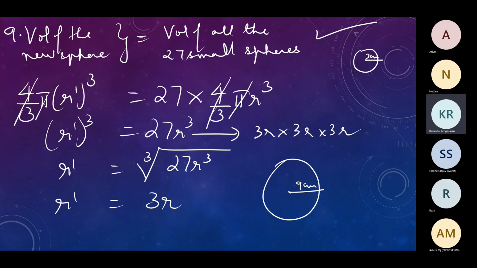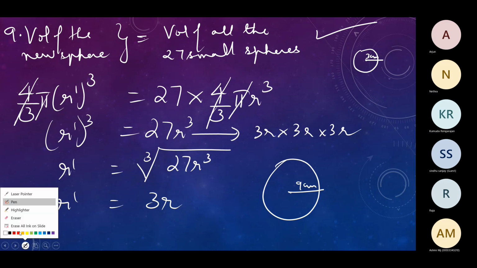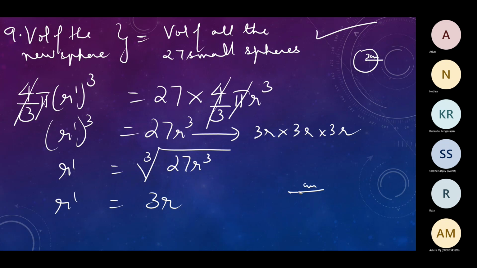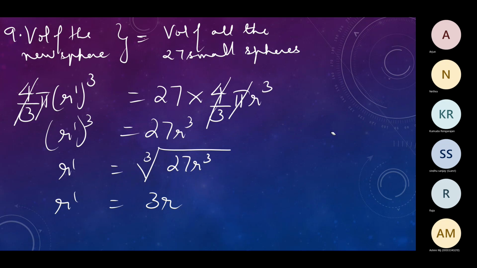Okay, so we have answered the first part of the question. Find the radius r dash of the new sphere. We have answered that. Next, take down this, children. Please take down this.